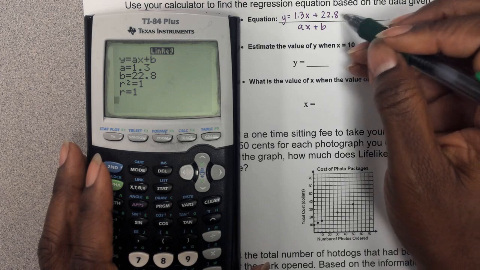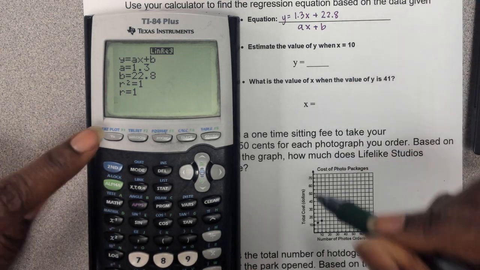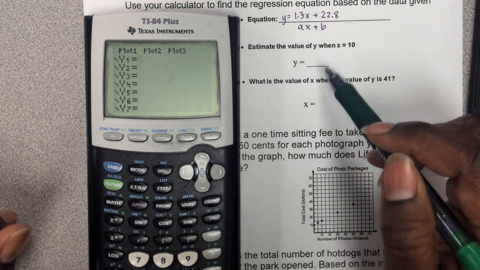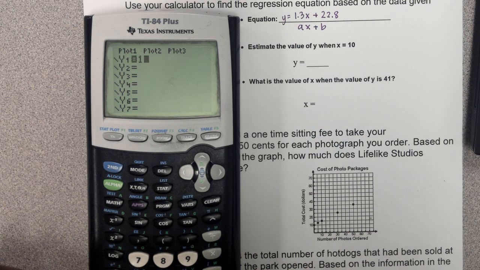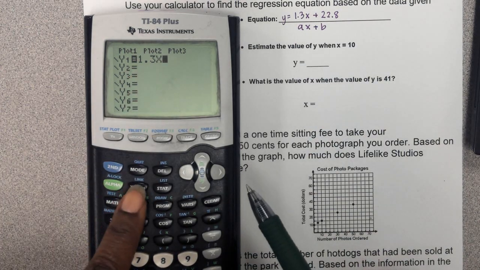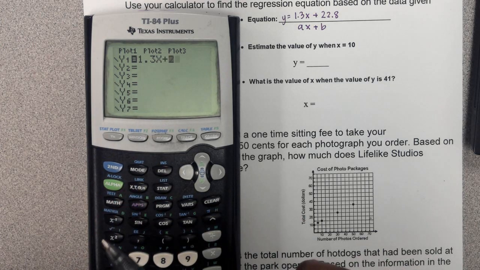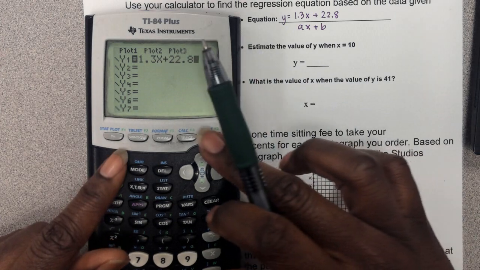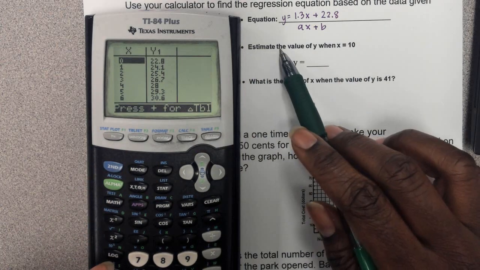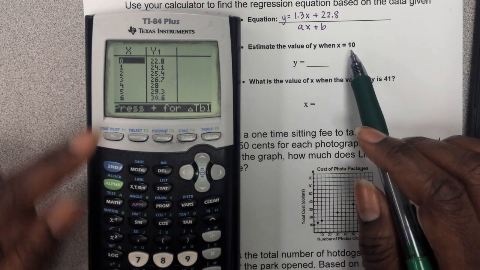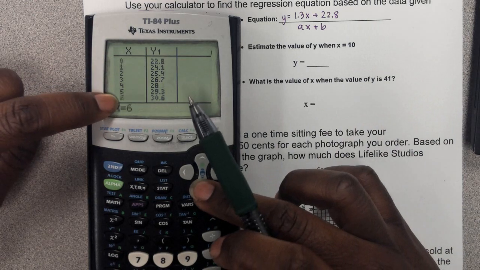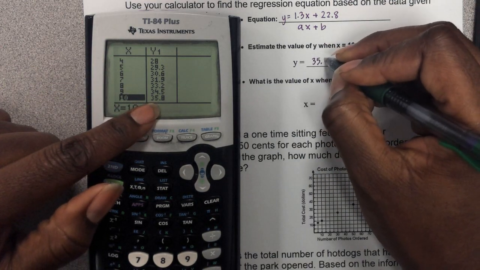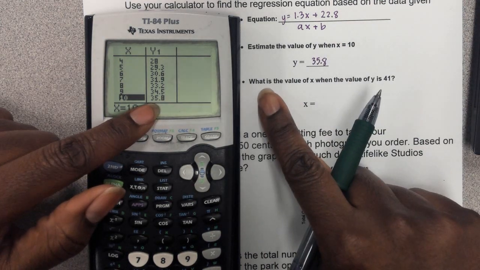This is where we can use our equation that we found. If you go to your y equals, put in that equation. We can answer any question they ask us. So put in 1.3x, your x is right there, plus 22.8, and then press second graph. It's saying estimate the value of y when x equals 10. Go to x equals 10. Your answer is 35.8.